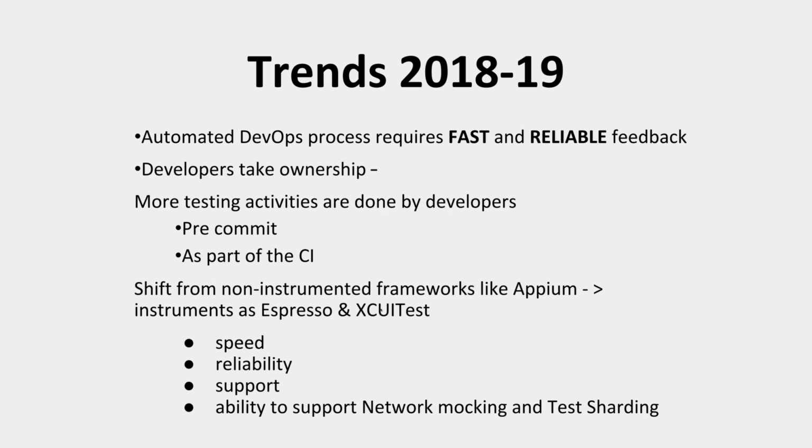So what we noticed is that an automated DevOps process requires fast and reliable feedback. That means that every time a developer makes a pull request, we need to know as soon as possible if there is a defect or not. So developers take ownership. Developers don't just develop the code for Android. They take ownership of CI and CD, in the context of continuous integration and continuous delivery. There are a lot of checks that happen at pre-commit, what we call pre-merge checks, as part of the CI. Checks such as code static analysis, unit testing, and functional tests in the form of Espresso. We're going to talk about that.